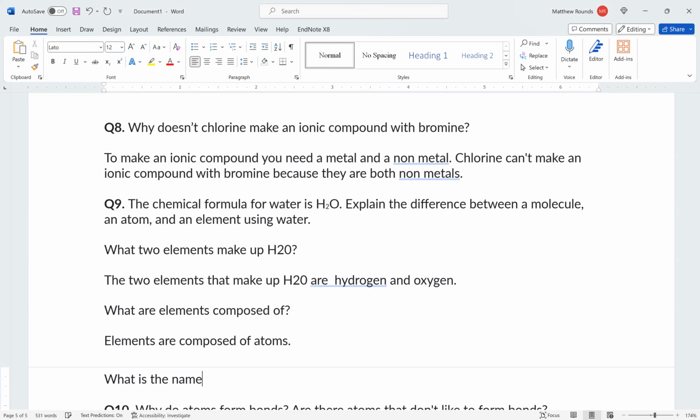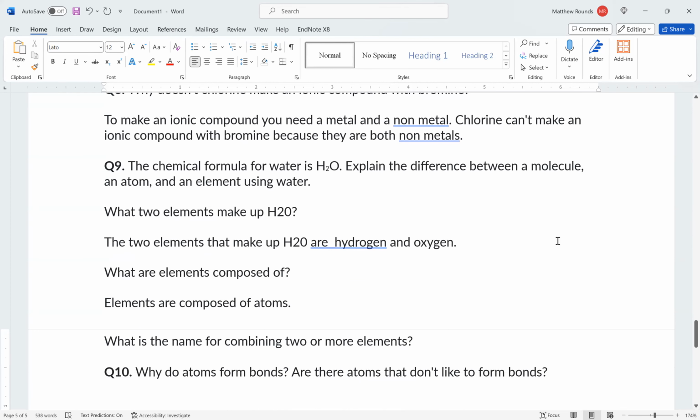What is the name for combining two or more elements? What's a name for combining two or more elements? It's one of the words in the question. Yes. What are the three things we're supposed to be explaining the difference between? The difference between a molecule and an atom and an element using water. So which have we not talked about yet?